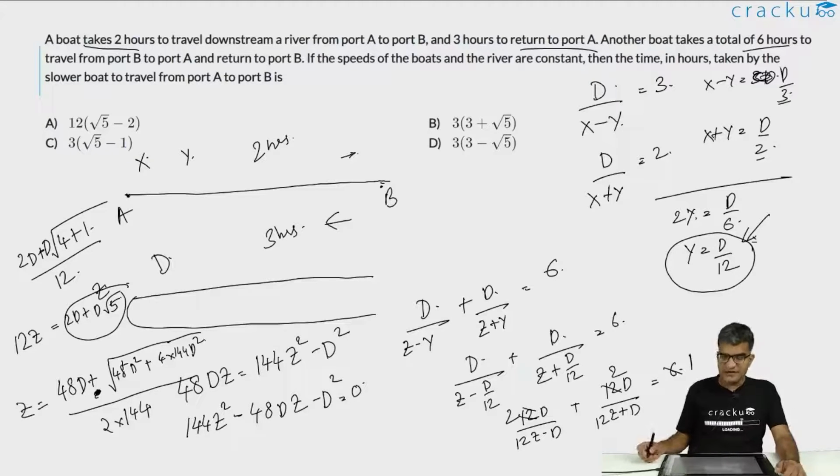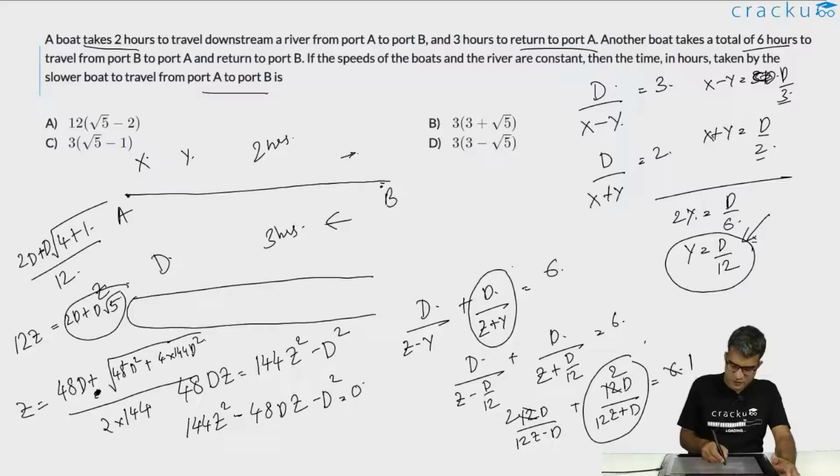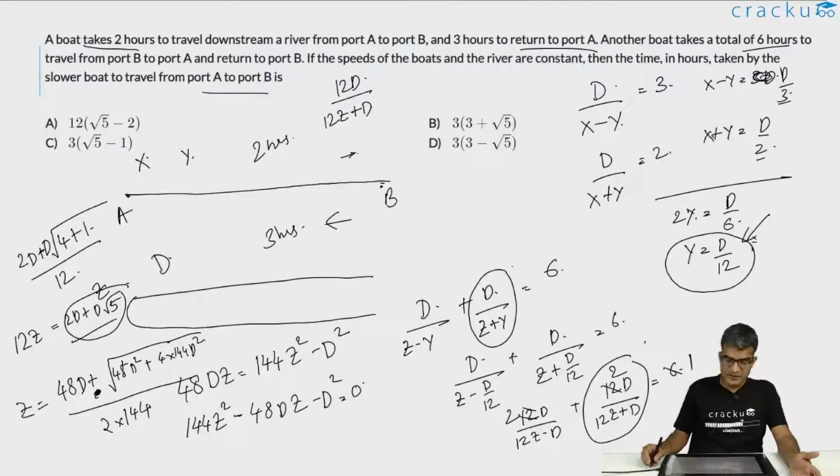And we are only looking for the value of 12z because we want to know the time that it takes to go from A to B. The time it takes to go from A to B is basically this one, d divided by z plus 5, which is basically equal to this one, that is 12d divided by 12z plus d. This is what we are essentially looking for. 12z is 2d plus d root 5. So the required answer will be 12 divided by 3 plus root 5.